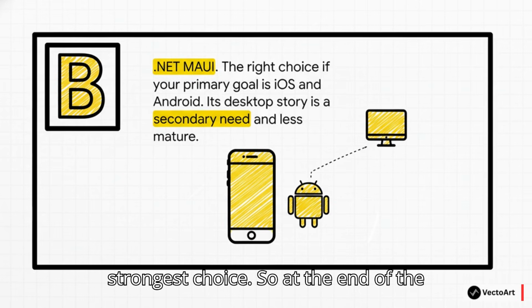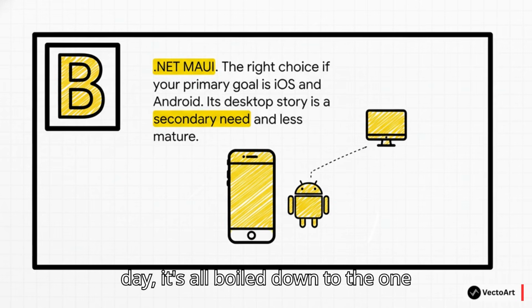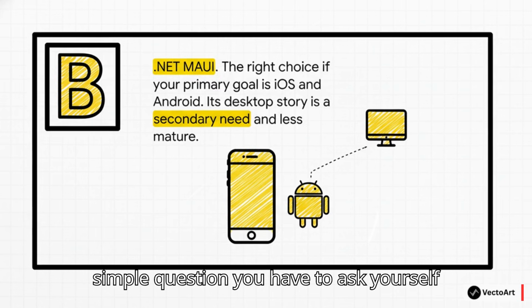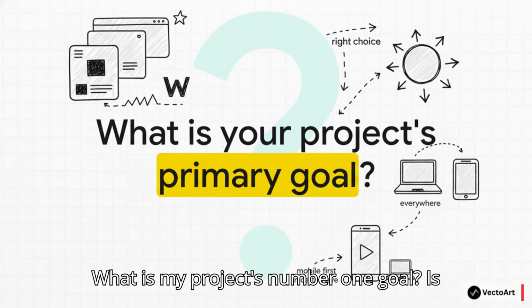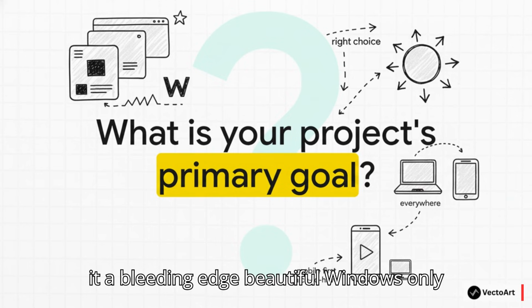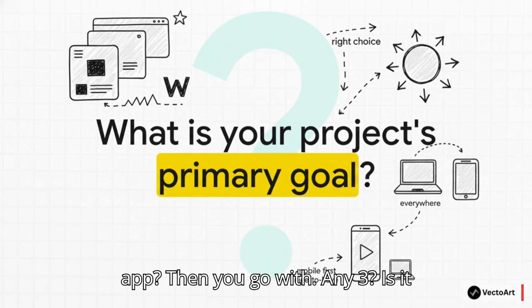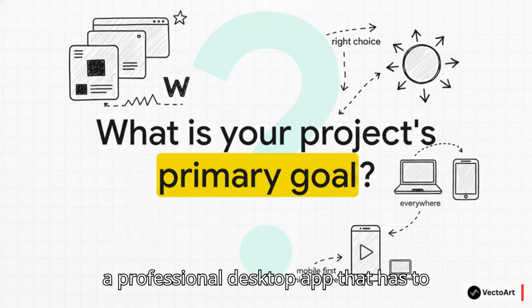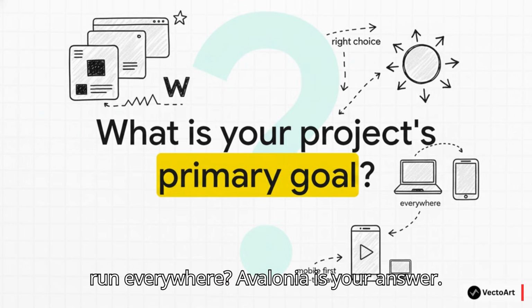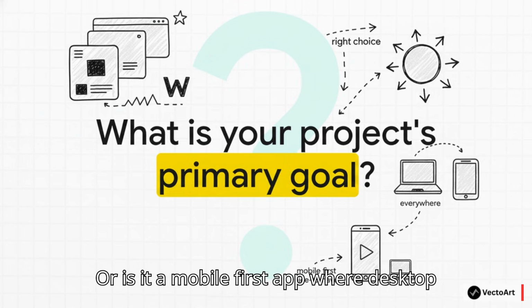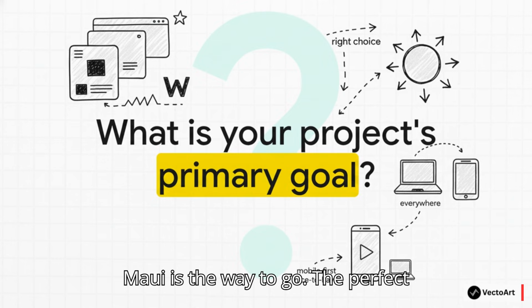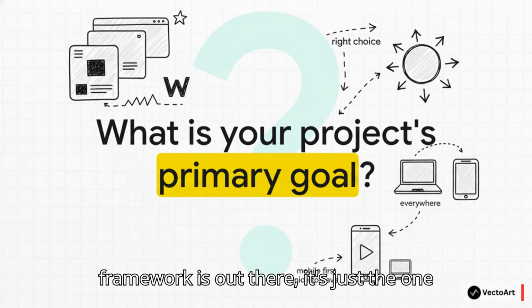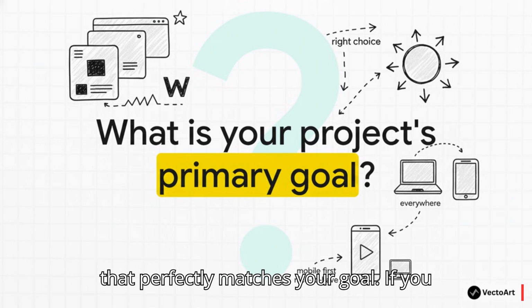So at the end of the day, it all boils down to one simple question you have to ask yourself before you write a single line of code. What is my project's number one goal? Is it a bleeding edge, beautiful Windows only app? Then you go with WinUI 3. Is it a professional desktop app that has to run everywhere? Avalonia is your answer. Or is it a mobile first app where desktop support is just a nice bonus? Then .NET MAUI is the way to go. The perfect framework is out there. It's just the one that perfectly matches your goal.